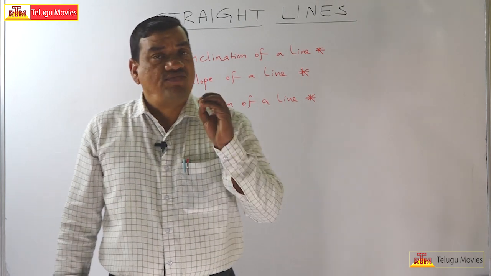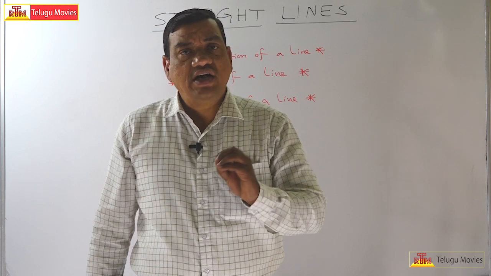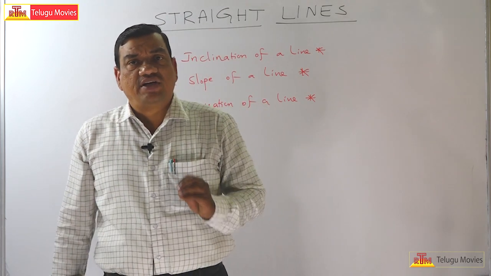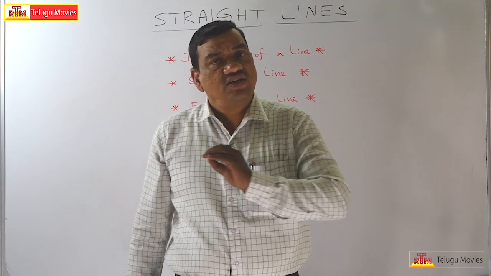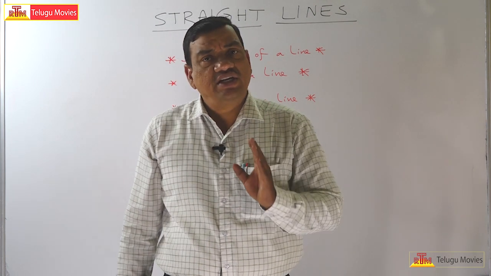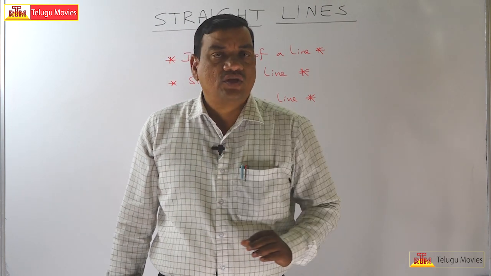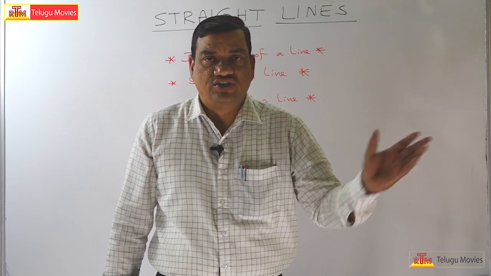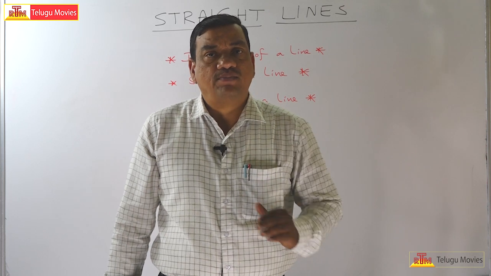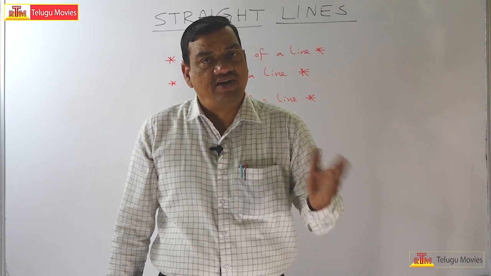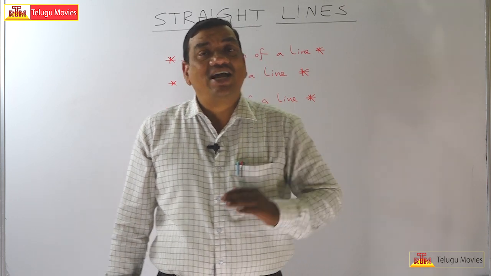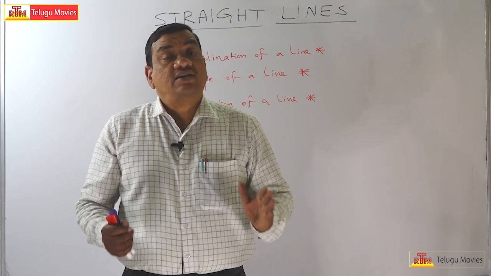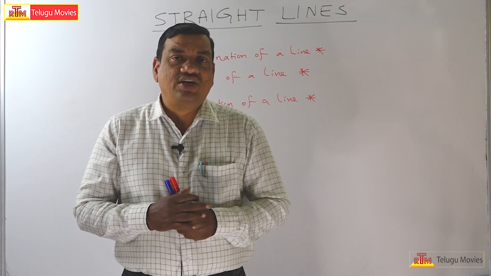Now the first thing is, what is the definition of a straight line? Actually speaking, there is no definition for a straight line. It is an axiomatic term. Axiomatic term means a term which has no need of any definition. For example, a point does not require any definition. Like that, a straight line also does not have any definition, but a line segment has a definition.